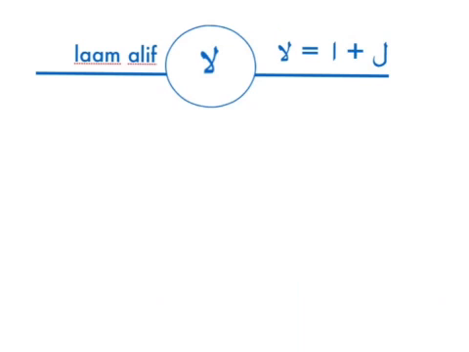The combination of letter laam and alif gets a special shape. It's written like this. This is the print form, so this form you will see in a book or newspaper. But in handwriting, when we combine laam and alif, it is written like this.